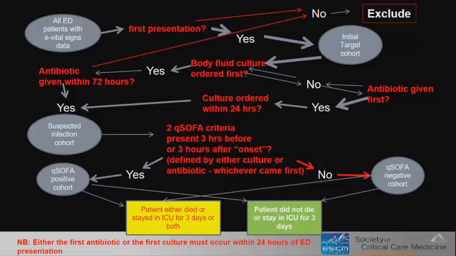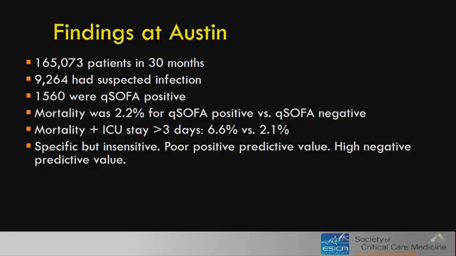This is exactly a verbatim reproduction of the strategy using the data from the University of Pittsburgh Medical Center. And then you look at whether they were QSOFA positive or QSOFA negative, and then you go and check whether they lived or died. So we just finished doing that. There were 165,000 presentations in 30 months to the emergency department, and 9,000 of them had suspected infection, and 1,560 of them were QSOFA positive.